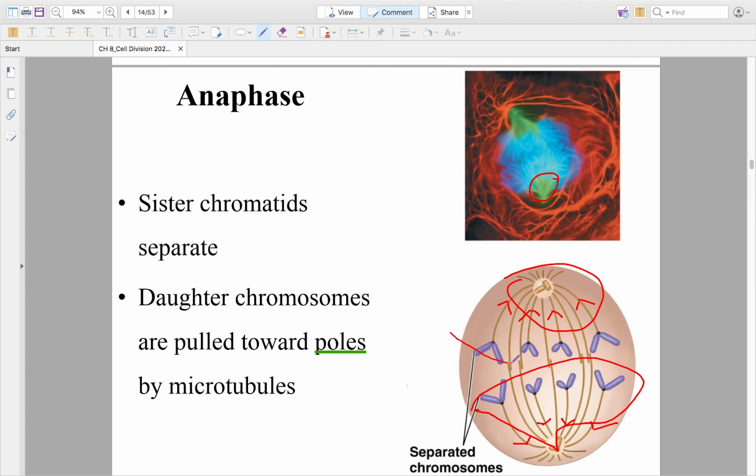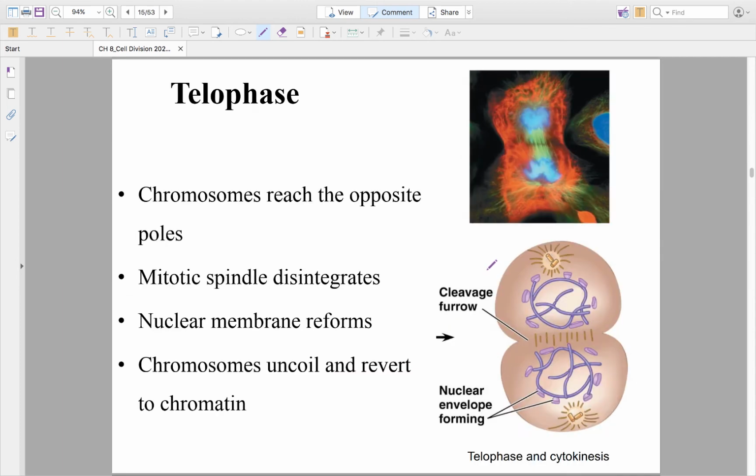So I guess we can grab all of these. They're all going to go this way. All right, so next, telophase. Well, now the chromosomes have been pulled apart and they've been pulled to opposite ends of the cell, and so we don't need the mitotic spindle anymore. It can disintegrate, and so it does.